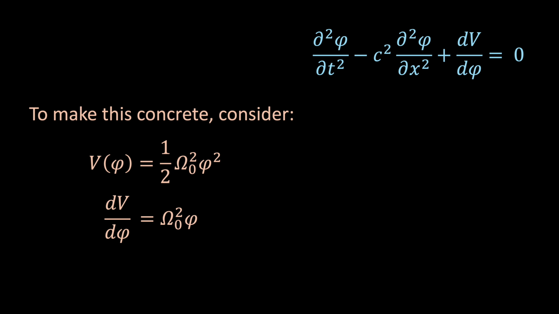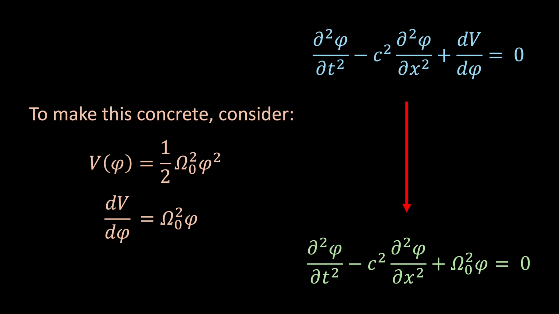Subbing this into the equation of motion recovers exactly the modified wave equation we encountered earlier, and so we see that the mysterious omega naught squared term we had before isn't arbitrary. It comes directly from choosing a quadratic potential.